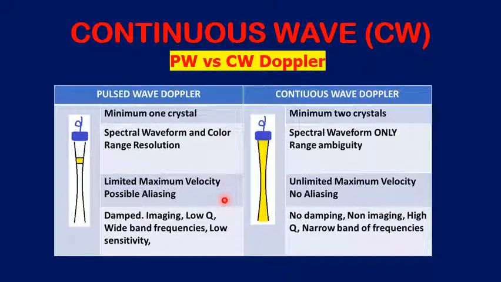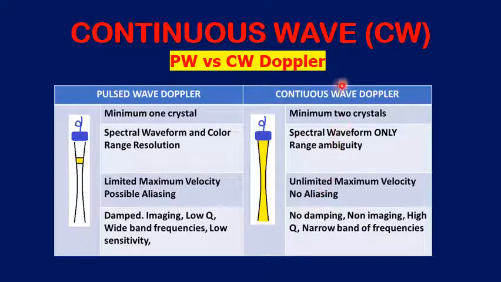Okay, it has a limited maximum velocity, which is the aliasing. Beyond this, I will get aliasing. This Pulsewave probe, as we mentioned earlier, is an imaging transducer. It's damped, and that's why it has a low Q. It has a wide band of frequencies, low sensitivity, all the drawbacks that come with the damping of the transducer.